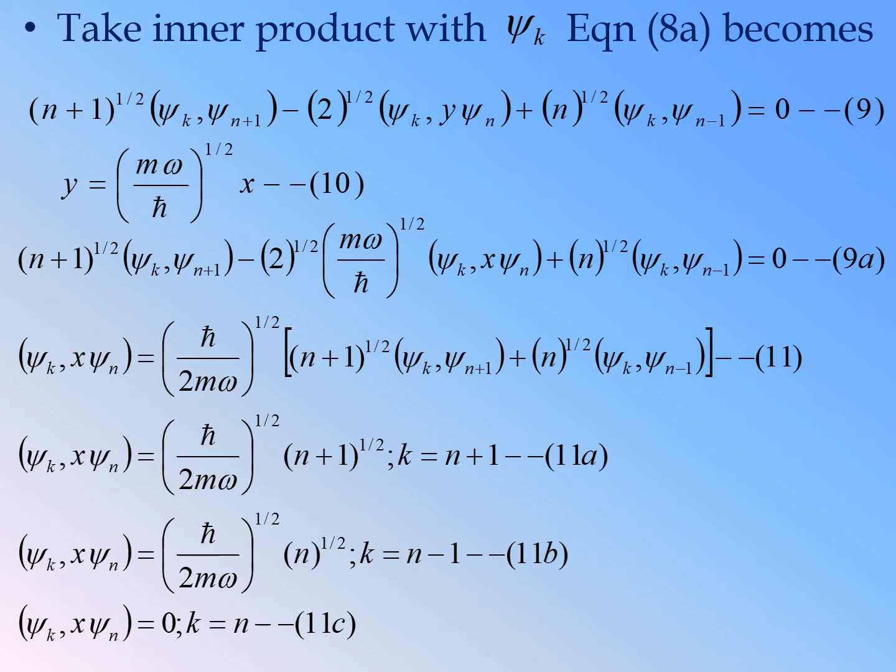So when you substitute k is equal to n plus 1, then the inner product of psi k comma x psi n is equal to (h cross divided by 2m omega) whole power half square root of n plus 1. When you substitute k is equal to n minus 1, only you have the second term. So the inner product of psi k comma x psi n is equal to (h cross divided by 2m omega) whole power half square root of n. When you substitute k is equal to n, then you get it is equal to 0.